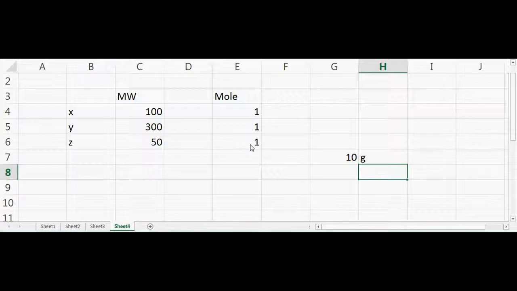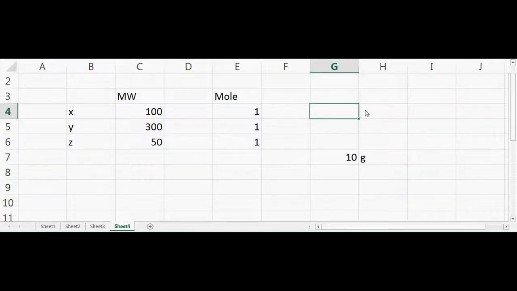So how do we approach this problem using Excel? These are some of the basic things which a student has to deal with during homework or in the lab. So we'll show you how to calculate this. As we know, the total moles is 1:1:1, so it's 3 moles.